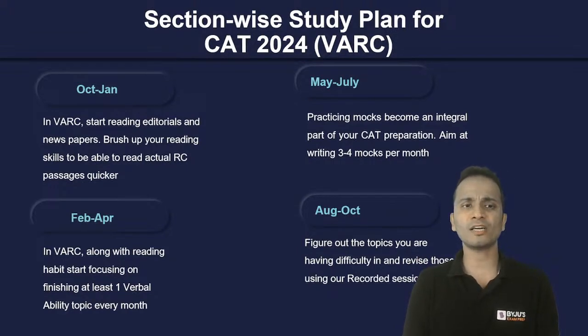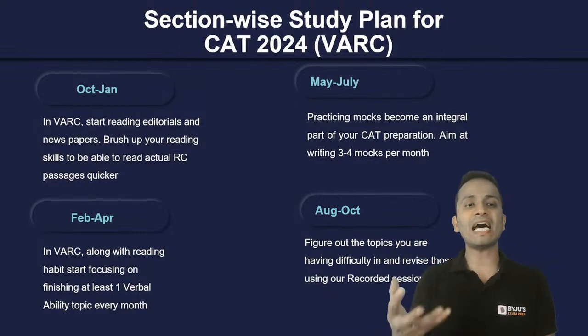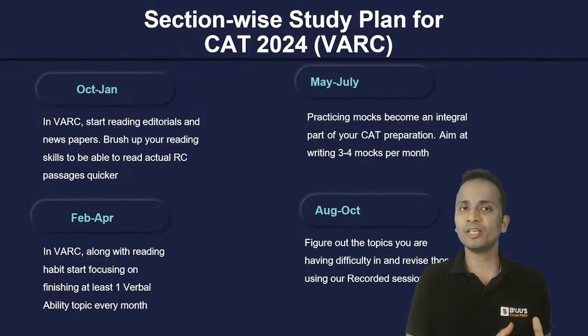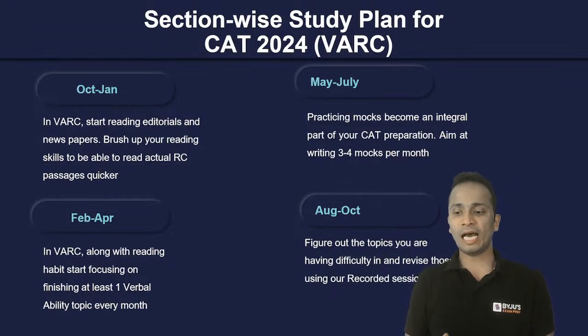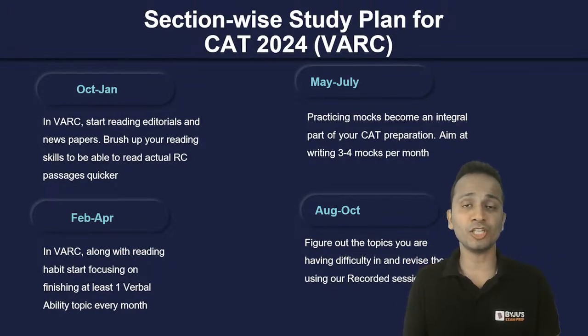In VRC, start reading newspapers, the editorial section of the newspaper, brush up your reading skills so that you'll be able to at least read and understand the RC passages. Not just reading, you'll have to develop your interpretation skills as well. I'll give you a text, you will read it in 2 minutes. Your speed is good, but you are unable to understand anything. Nothing will help you. So reading as well as interpretation and understanding skills should be refined.